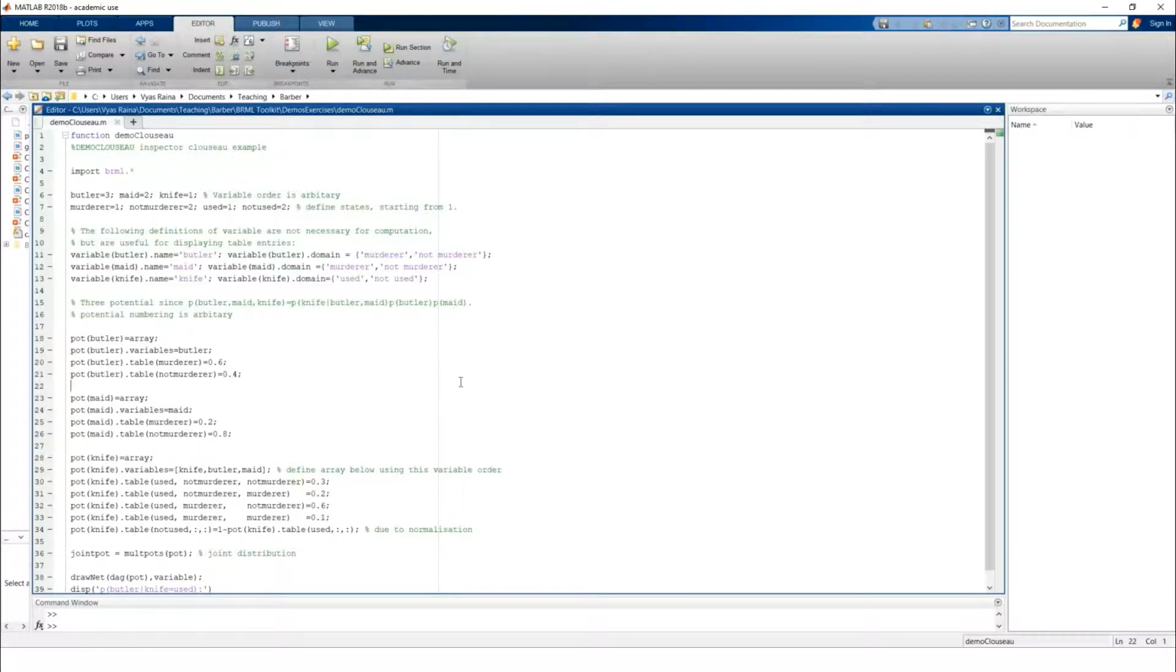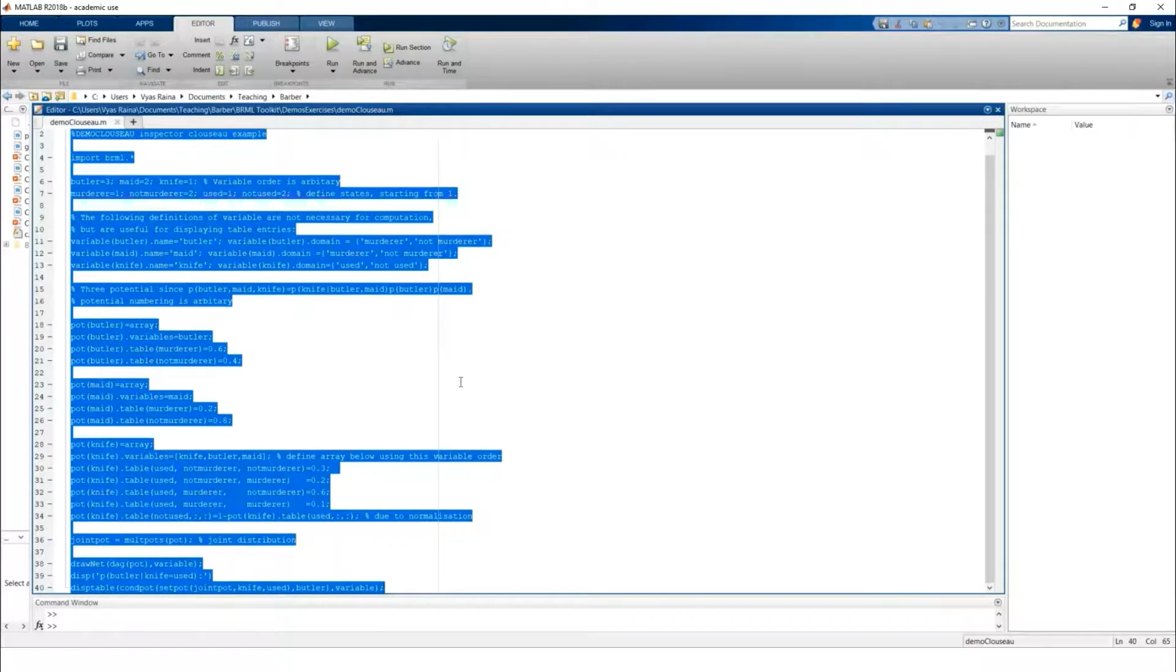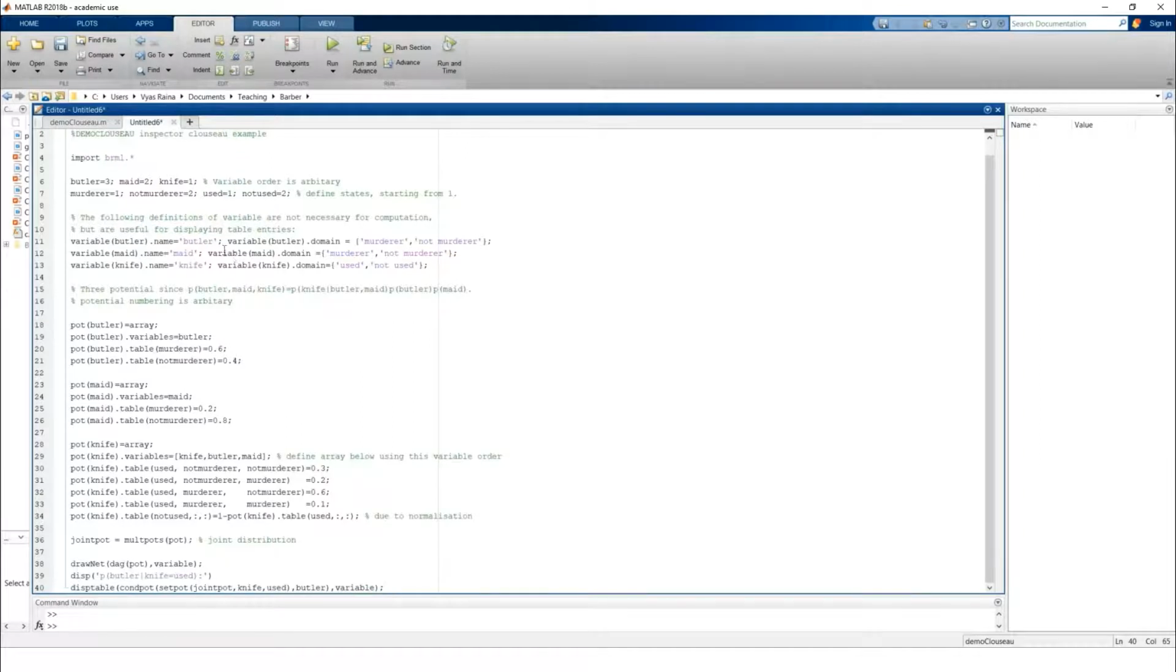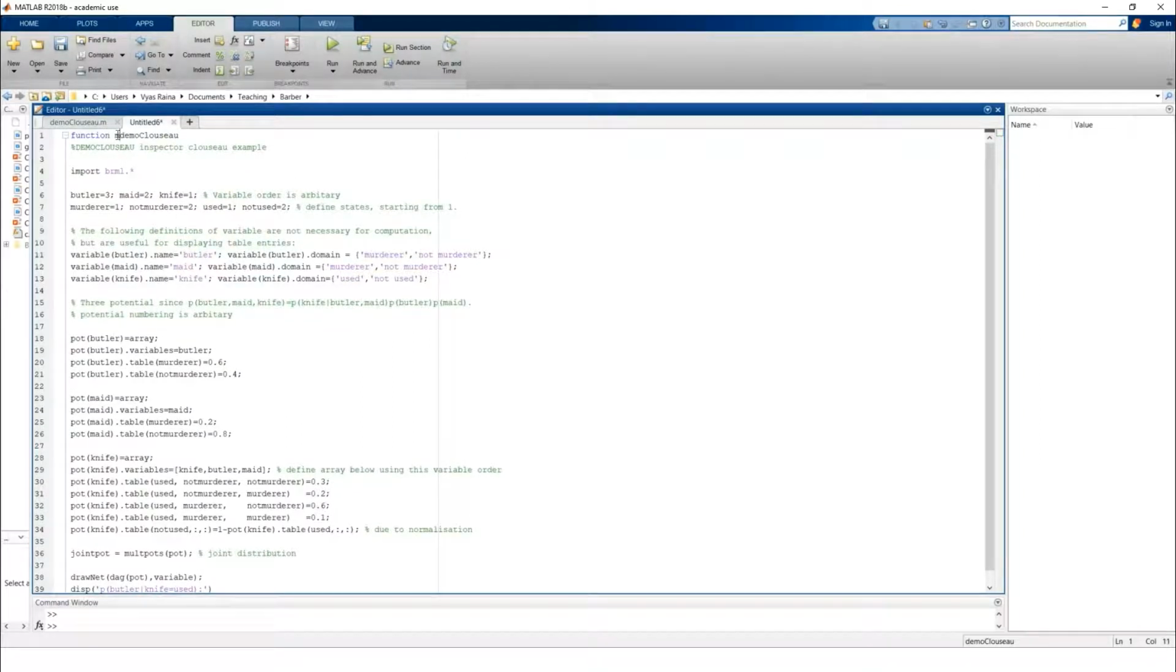So, I don't want to modify this original script itself, so I'm going to copy everything, Control A, Control C, and place it in my own script. I shall call it my demo Clouseau.